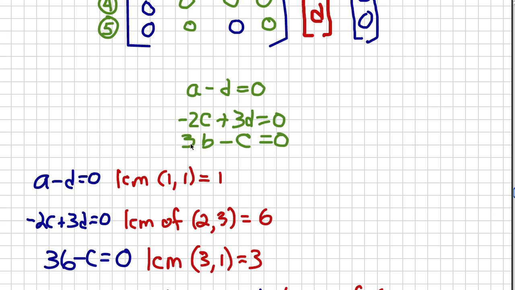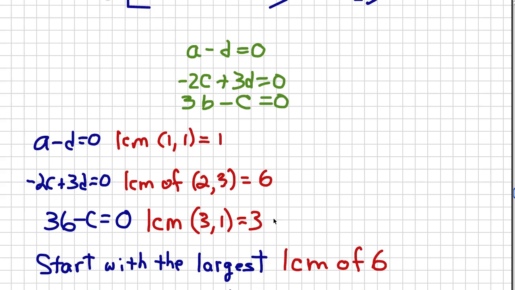Okay, here I have my two coefficients. The absolute values are 3 and 1. So here I have 3 and 1. The least common multiple of 3 and 1 is 3. So these are the least common multiples for the absolute values of the coefficients of the variables for the three equations. So I look at the equation that has the largest least common multiple. That's this one. So I take that least common multiple, and then I divide it by the coefficient, by 2, and then by 3.